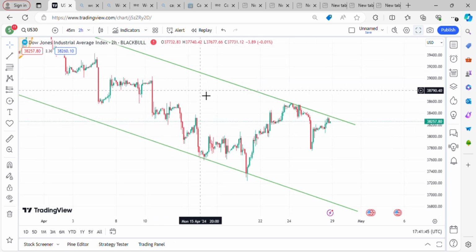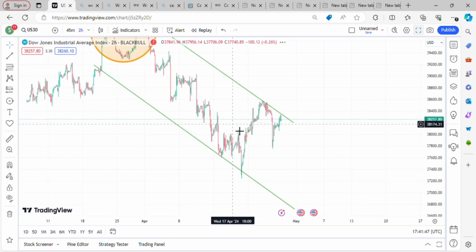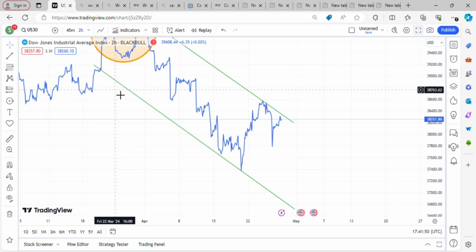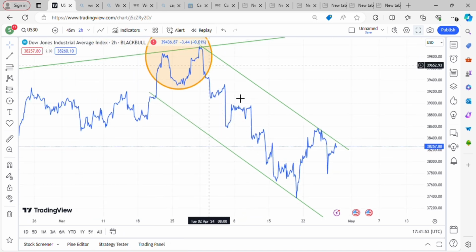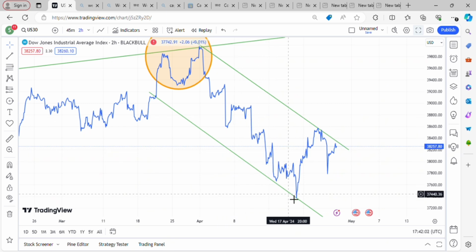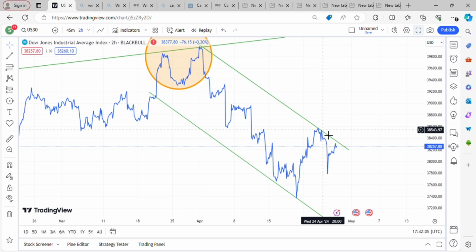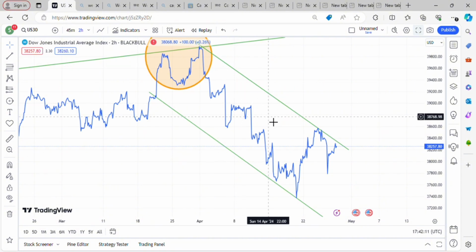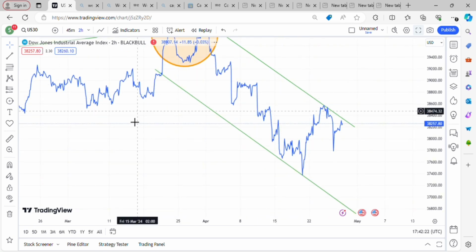So anyway, let me open the line chart. As you can see, the market gave us a sell from this point, and then it touched this point. It had to come to this point. The fact that it couldn't break this point is proof that we are still inside a trend. But on the smaller time frames, we are looking at a selling trend.